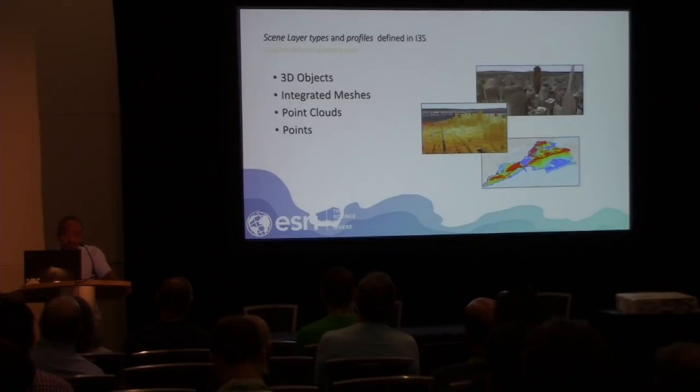A quick overview of the different layer types that are supported in I3S. 3D objects and integrated mesh layers are the first layer types that we supported in I3S. Then earlier this year, around March, we released a detailed specification for our point cloud solution as well. The idea being that once we release the specification to the open community, the next versions of OGC will adopt the point cloud specification also. So we're going through that.